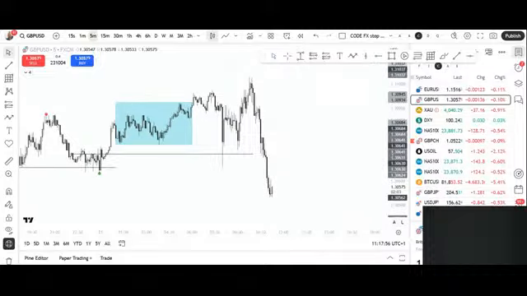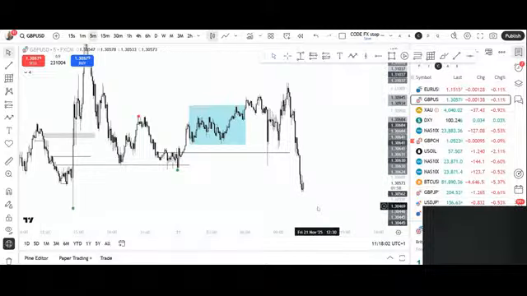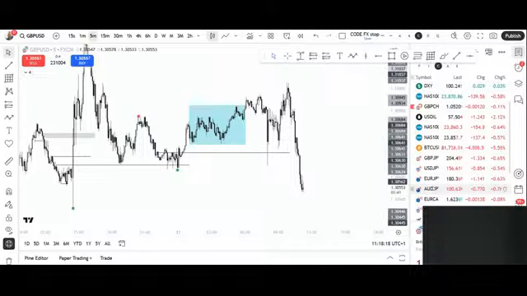Anything else? I need to take out this low because that's basically what this guy gave us. Rejected, gave us this entry, take out the high, beautiful stuff. And then it came into this zone and began to drop. Beautiful stuff, right?